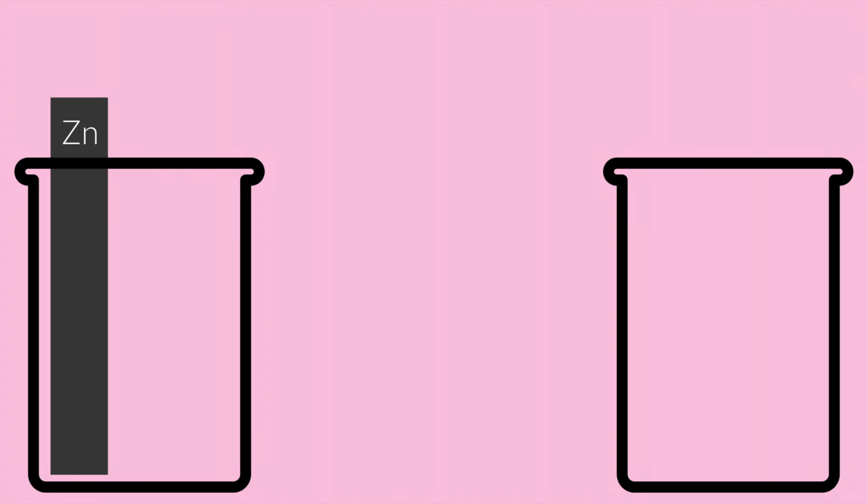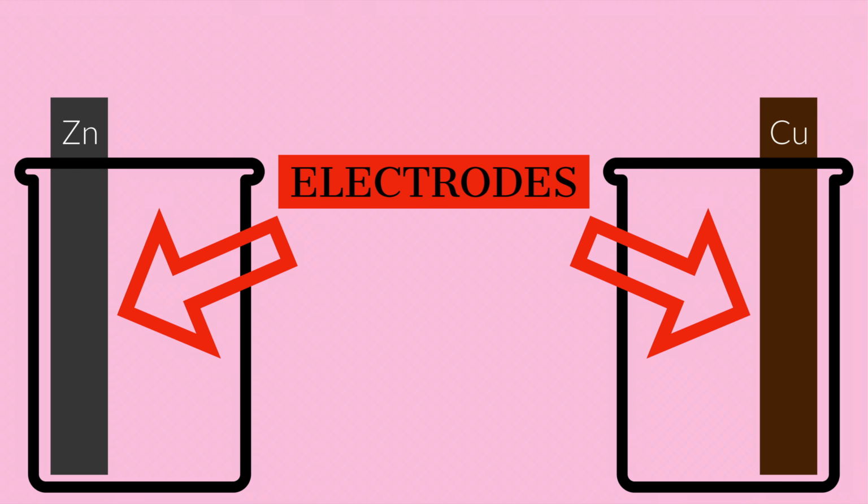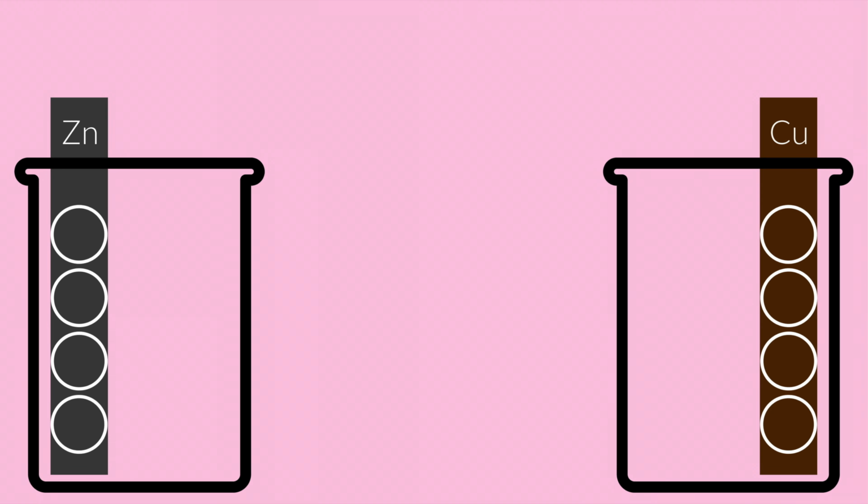First, start off with two beakers. In one beaker, place a piece of zinc metal. In the other beaker, place a piece of copper metal. These two pieces of metals are called electrodes. 4 atoms of each of the two metals are shown.